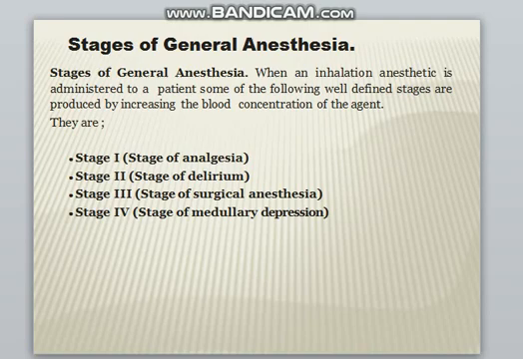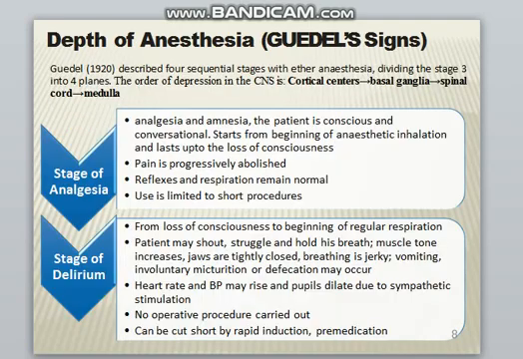So, what are the stages through which a patient goes when inhalation anesthetics are administered? Some well-defined stages are produced by increasing the blood concentration of the agents. They are stage 1, 2, 3, and 4: analgesia stage, delirium stage, surgical anesthesia stage, and last, medullary depression. These stages are classified by Guedel's signs, known as the depth of anesthesia.